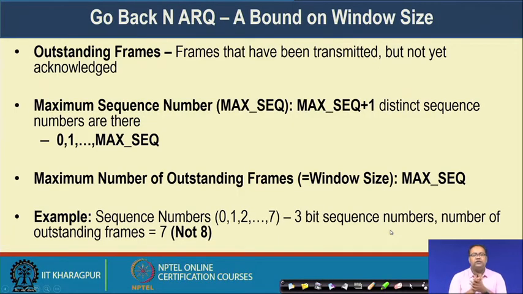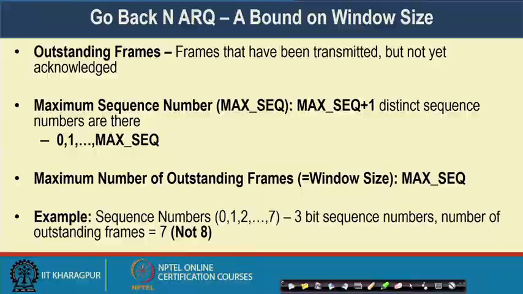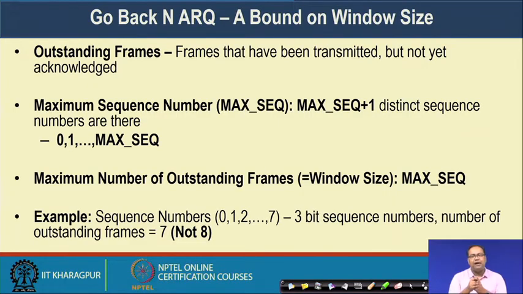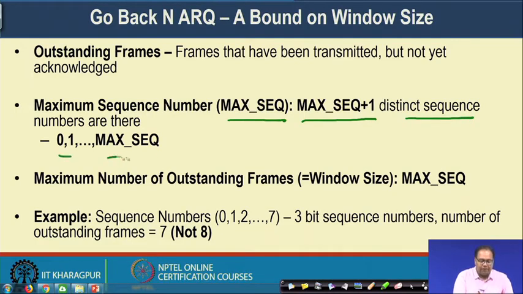Now, let us look into what is the relation between the window size and the sequence number in case of go back N ARQ. In go back N ARQ, the frames that have been transmitted but not yet acknowledged, we call as the outstanding frames. Assume that max sequence, MAX_SEQ, is your maximum sequence number. Then you have max sequence plus 1 distinct sequence numbers from 0 up to max sequence. So, this is the available sequence number space.